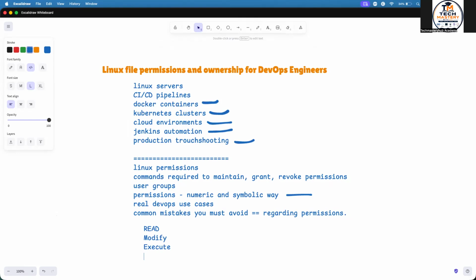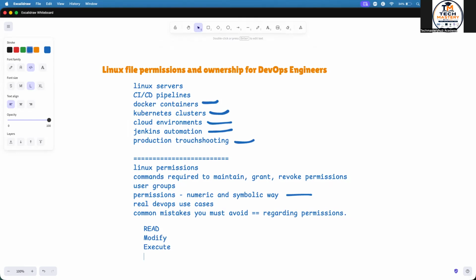Now think practically. Suppose you have Jenkins running and it cannot execute deployment scripts. Your account which is being used in Jenkins doesn't have proper authority, so that's why it is not able to deploy the scripts. Or a Docker container cannot write the logs, because whatever service account you are using in your Docker container doesn't have write authority.